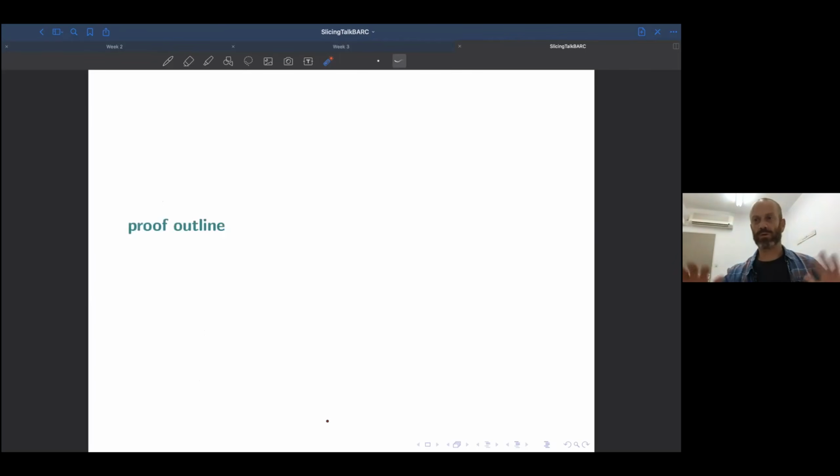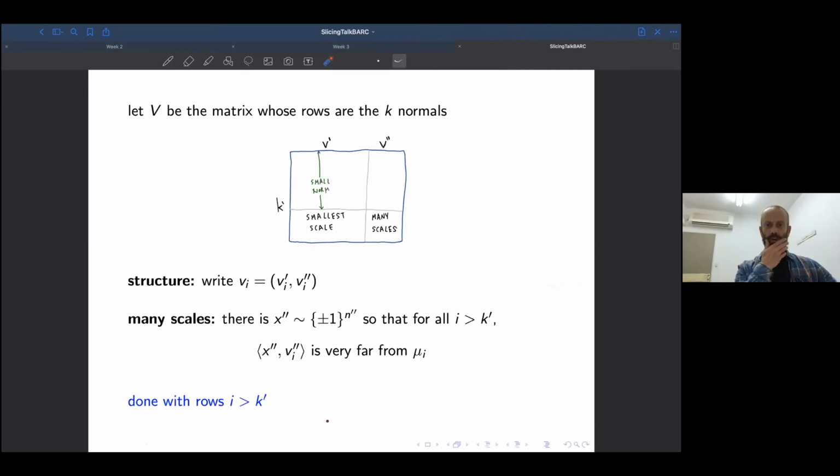And now I want to just explain how the whole thing comes together. Now, I think this is maybe the most interesting thing, but please ask me a question about this. This is the part I actually most want to explain. Okay, so here is the type of argument. So we take the list of normal vectors and write it as a matrix. And we have this structure.